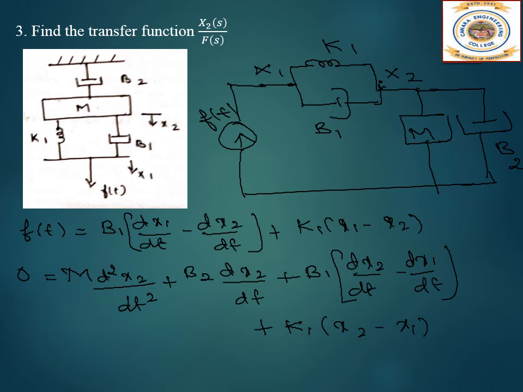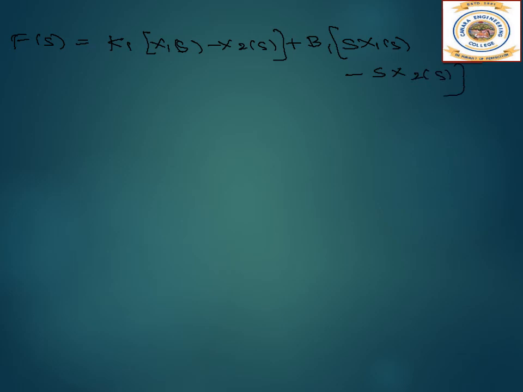Now the next step is to take the Laplace transform as we are finding the transfer function. Considering equation 1, F of s will be equal to k1 (x1 of s minus x2 of s) plus b1 s (x1 of s minus x2 of s). Let us just rearrange this first. x1 of s comes together, so we get (k1 plus b1 s) x1 of s, minus x2 of s into (k1 plus b1 s).